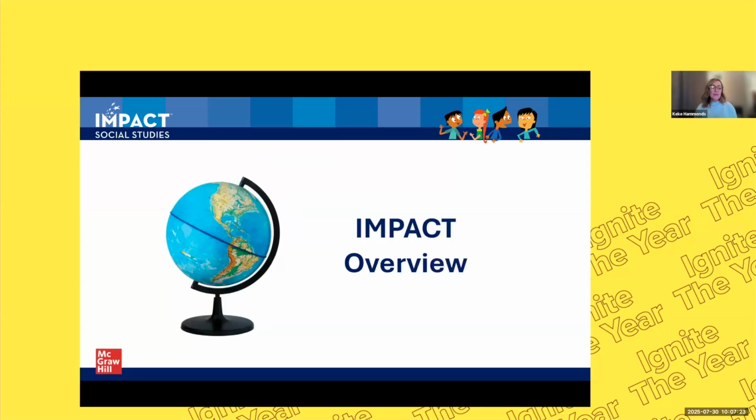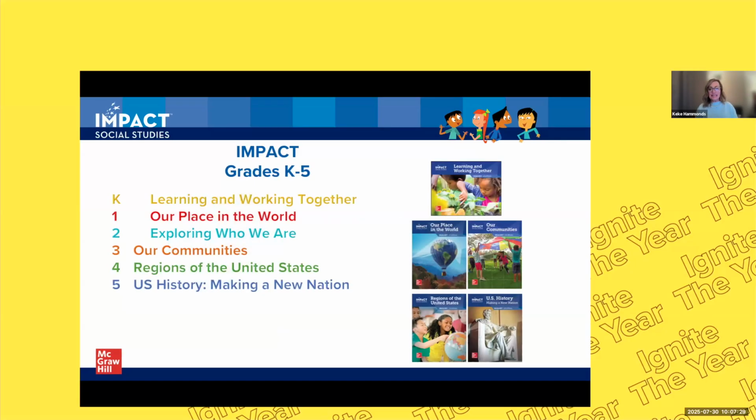So as we think about the Impact overview, what does this program look like in terms of each grade level? These are the big ideas or the themes that you'll see at each grade level, beginning with kindergarten, learning and working together, working all the way through to fifth grade, focused on history, and you'll see these content areas at each grade level.